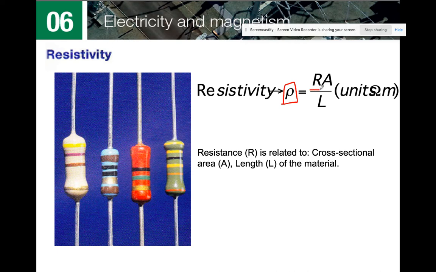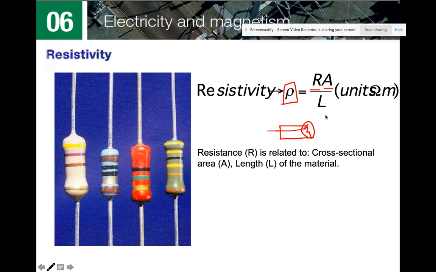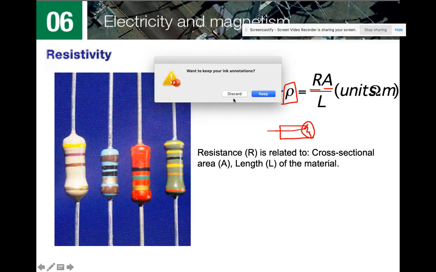Okay, R is resistance. A is the cross-sectional area. So on a circle, if you think of a wire or something like that, our cross-sectional area, that's this area right here. And then it's divided by the length of the wire. So we're going to do this simulation, but let's talk about resistivity real quick.